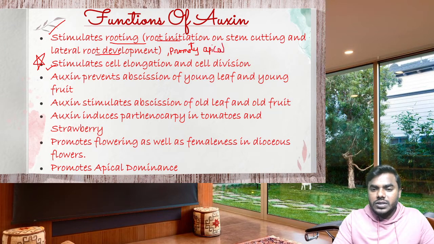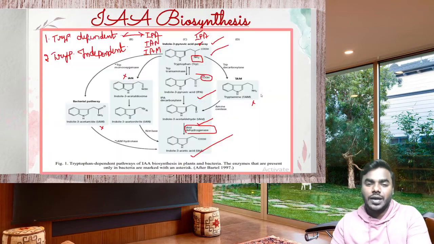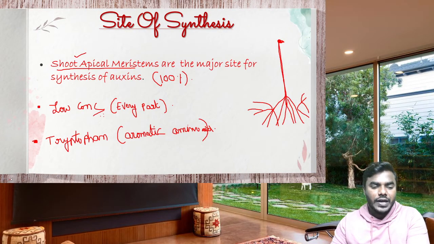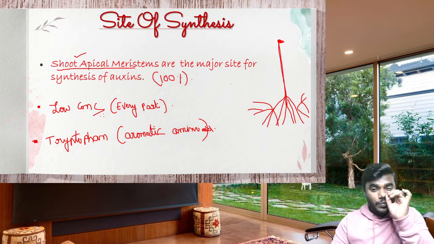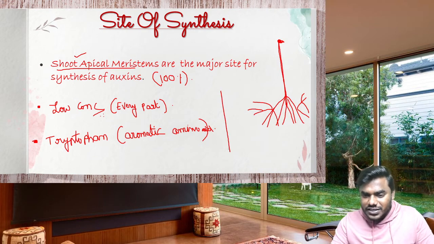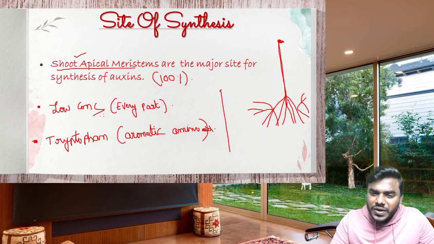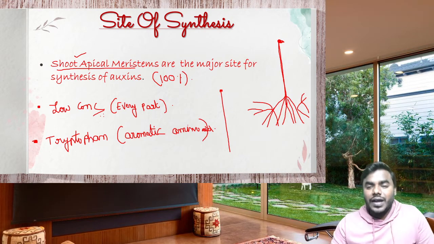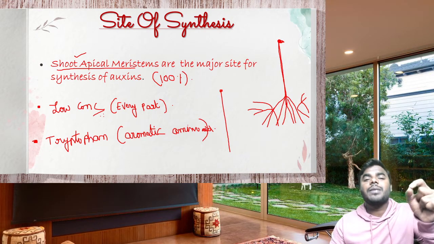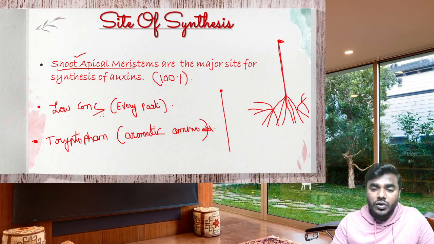It promotes apical dominance. Friends, what is this promoting the apical dominance? Everyone listen carefully. Friends, it is a very important point. Imagine this is the shoot. Here, what is present? Auxin is present. Friends, whenever auxin is present in the tip of the shoot, you know what auxin will do?